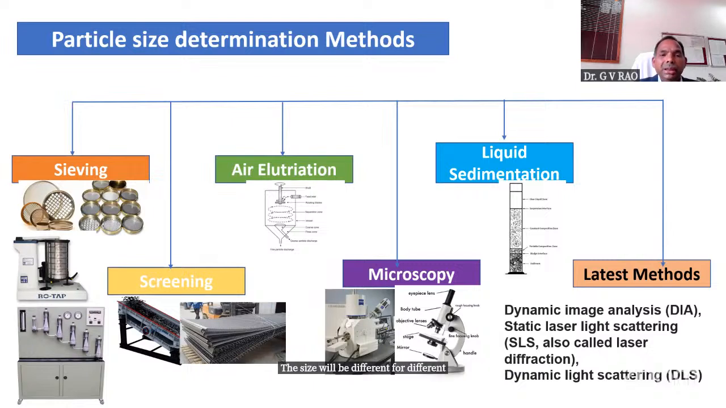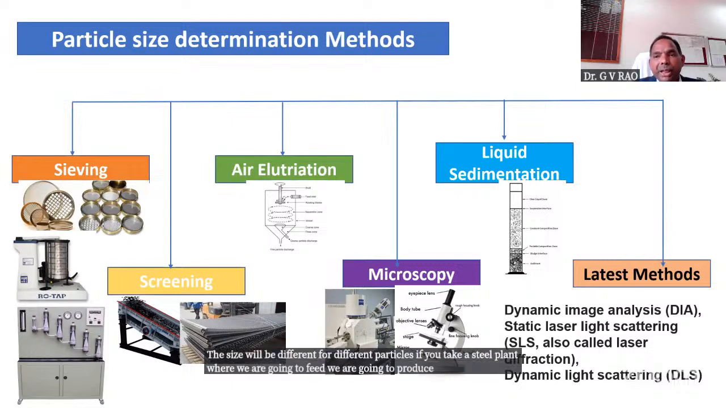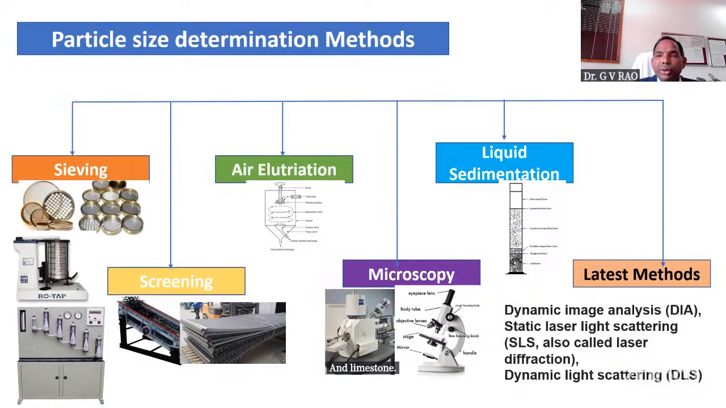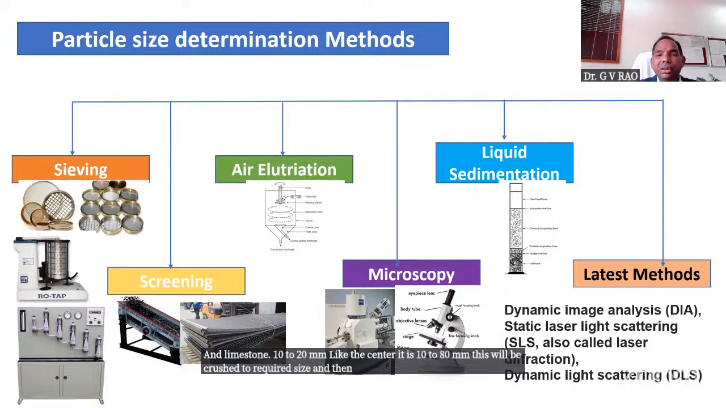If you take a steel plant where we are going to produce pig iron, the raw material will be iron ore, which has a size of 10 to 40 mm, and limestone 10 to 20 mm. Like this, sinter is 10 to 80 mm. This will be crushed to the required size and then screened, and that can be used in the steel industry.